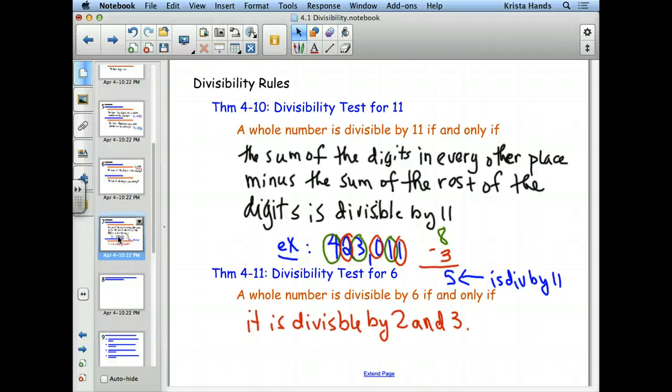Right. And that's the kicker. This test will always work if you can break the number down into 2 numbers that have nothing in common. So if I wanted to do, say, for instance, the divisibility test for 15, can 15 be broken down into 2 unrelated factors? 5 and 3. If you wanted to know if it's divisible by 15, you could decide is it divisible by 5, is it divisible by 3. But you can't always do that with all numbers, right?